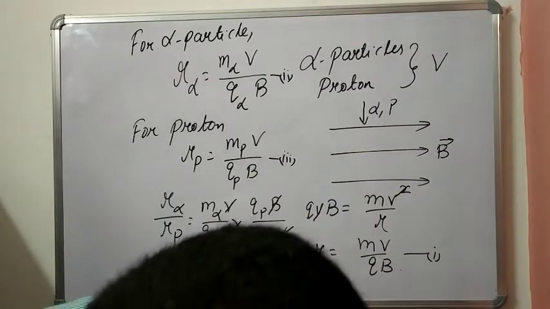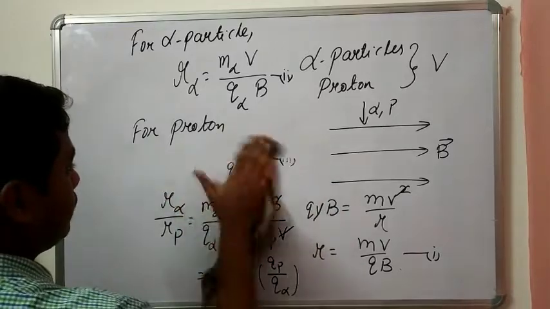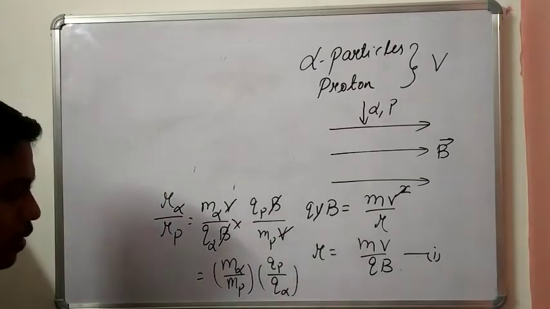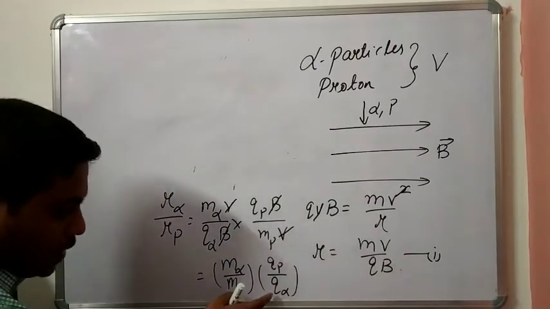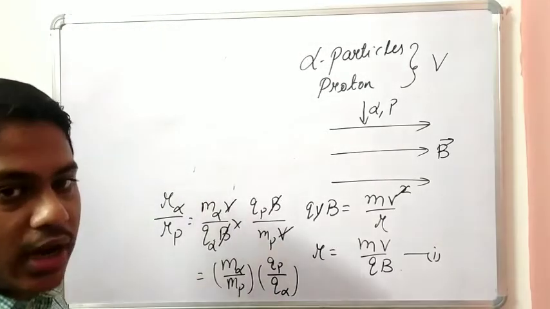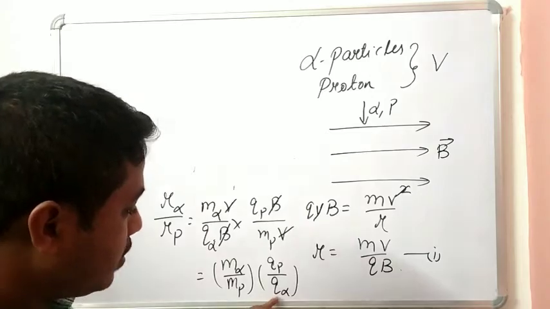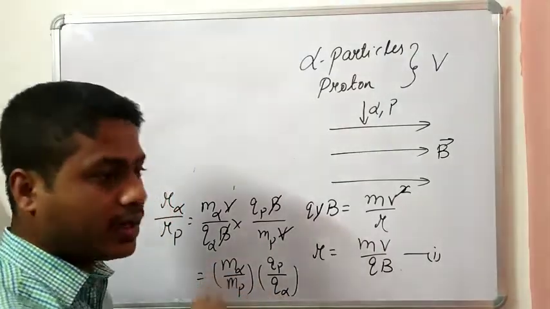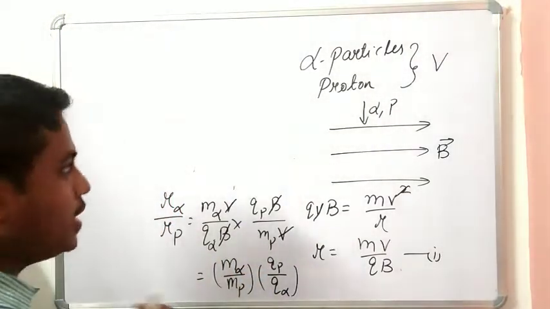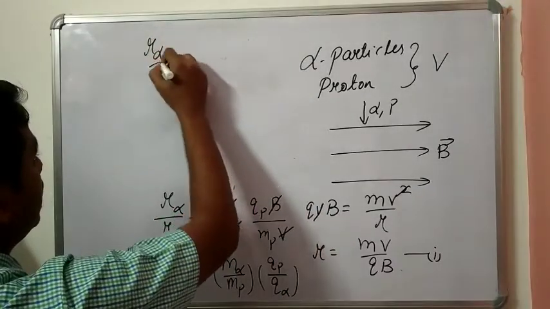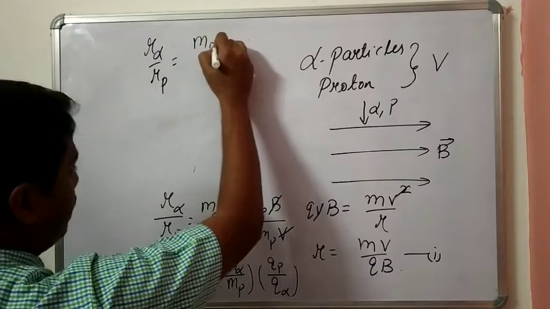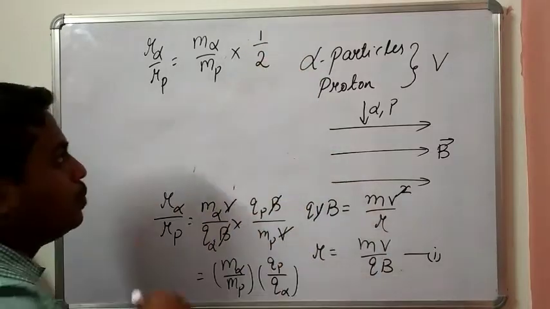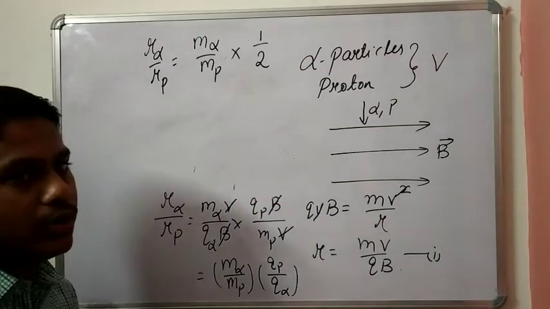Now let us see what we get after this. The charge of the alpha particle is considered as twice the charge of the proton. The proton charge I will consider as e, and here I will consider 2e. So if I calculate the ratio, r alpha by rp will be m alpha by mp, the mass ratio, into qp by q alpha, which is 1 by 2.